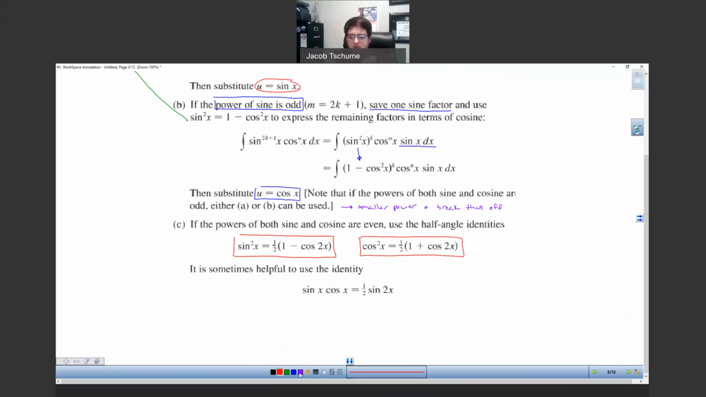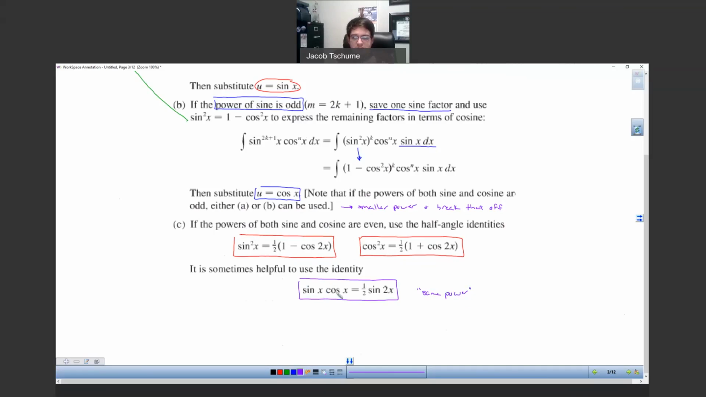Now, there is another variation. Later on, you may have to use a variation of the double angle identity, because if sine and cosine are both even and they are both the same power, so if they're both squared or both to the fourth or whatever it may be, it may be easier to use the following representation.